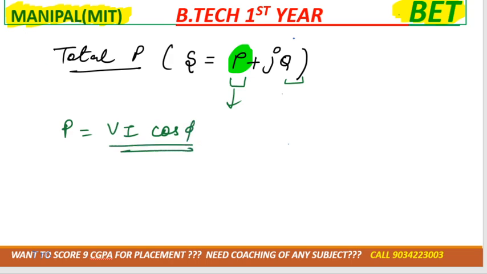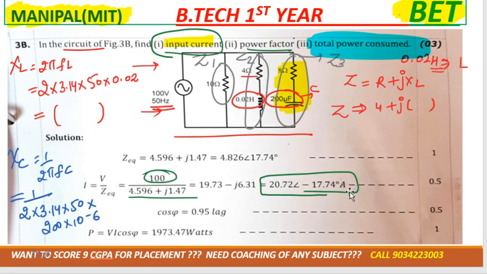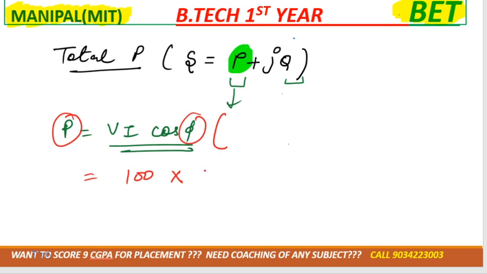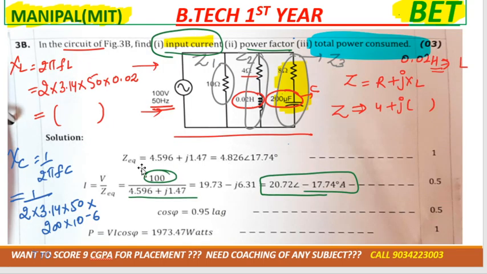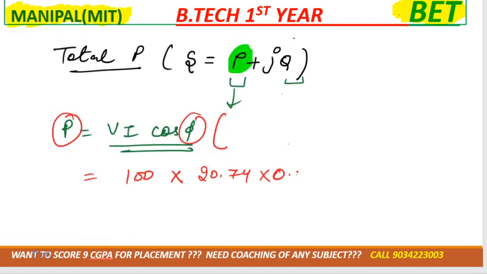One more thing you need to remember, write it down in your notes also: we never use angle in calculation of power. Like here I took voltage, which was 100 volt, and I didn't take the angle. Multiplied by current we are getting as 20.72 minus 17.74. We'll consider only the magnitude, that is 20.74, and cos phi you have already calculated. For voltage and current we don't need to take angle. Cos phi was 0.95.